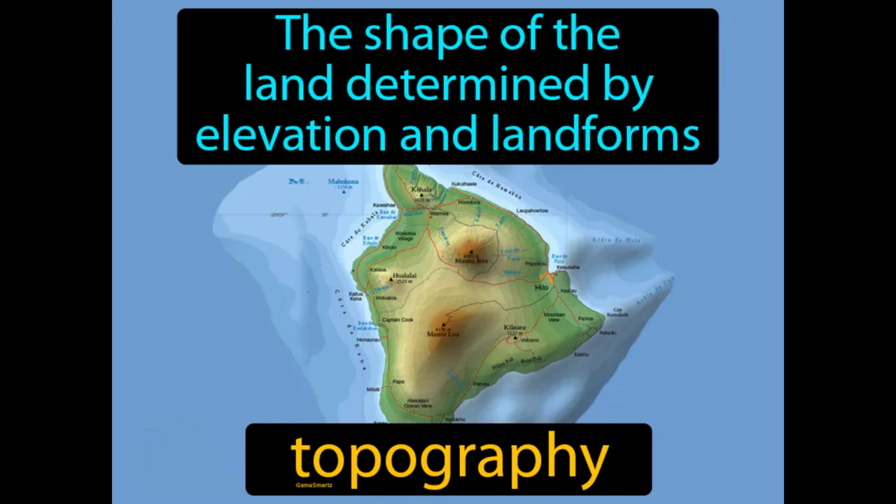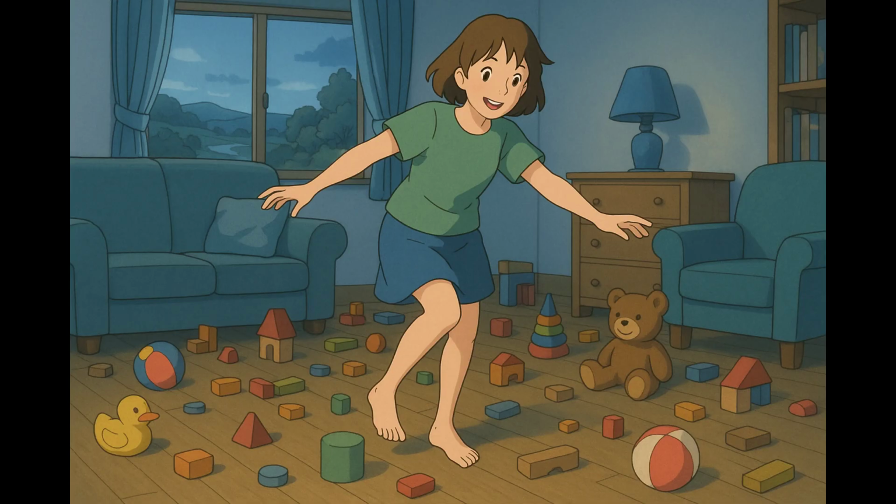The study of the shape of the land determined by elevation and landforms like mountains, rivers, and valleys. Topography. Topography is the study of the features and shapes of Earth's surface. Imagine trying to navigate your way through a cluttered room in the dark, where you have to step over toys, dodge furniture, and find your path without bumping into anything. This is similar to how topography describes the landscape, providing a map of the land's elevations and its features like mountains, rivers, and valleys, which influence how we travel across it.